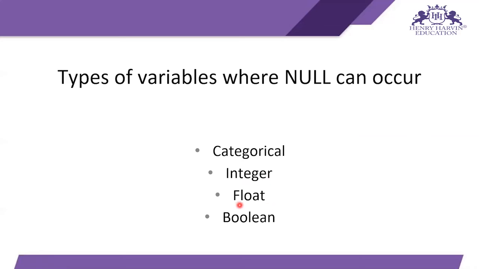Or there may be a salary column of some persons, and we don't have the salaries of some of them, so we have null values there. Then we are dealing with float. And with boolean, as you know, true or false, like whether this is a girl or boy, and there are null values. So in these four cases we are going to face null values.